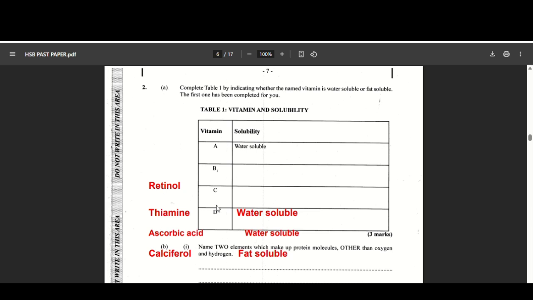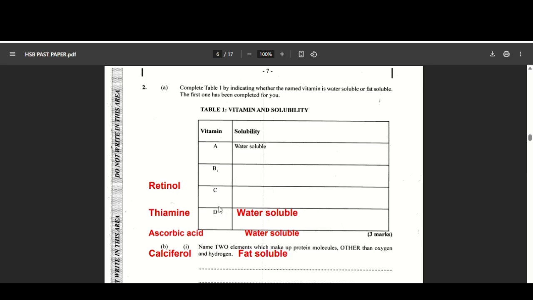So being water soluble means that it is able to be dissolved in water and absorbed into the bloodstream. If it's fat soluble, it basically means that it will be absorbed with dietary fat in the body, right? So we said before, vitamin A is water soluble, so that means that it can be dissolved in water and absorbed into the bloodstream. That's vitamin A. And B1 we say is also water soluble.